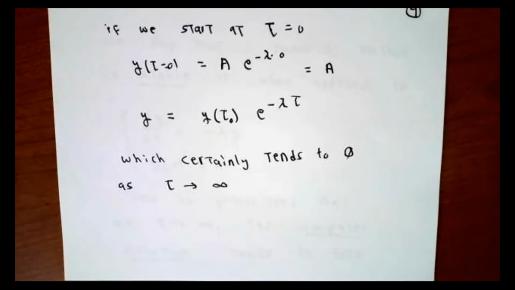Also, if we assume that we start at t equals 0, then the a turns out to be the initial value of y at t0, which we have also called alpha. This function, a constant times exponential of a negative number times t, certainly tends to 0, literally exponentially.